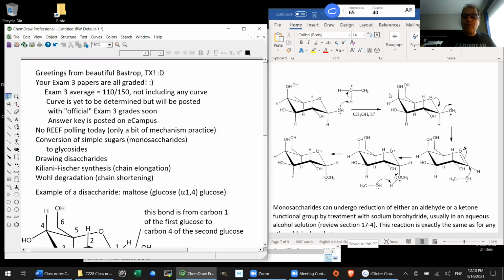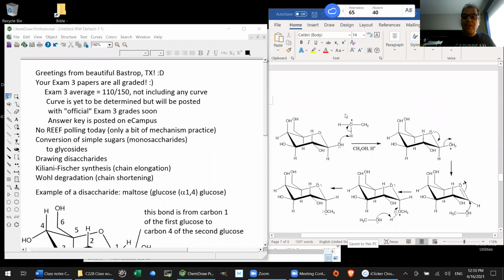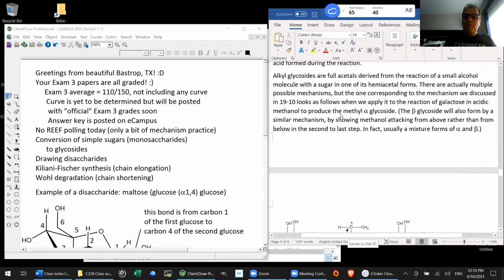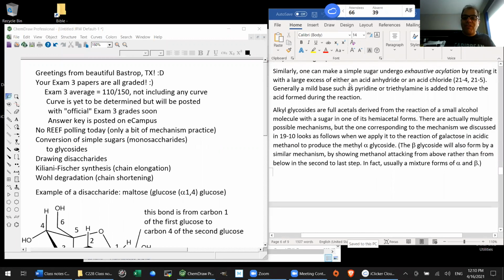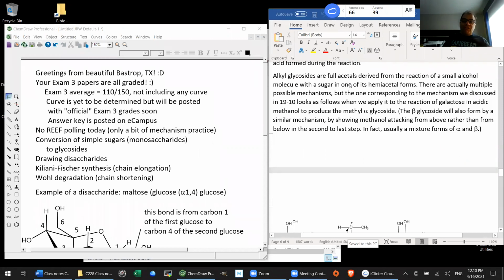So first of all, in terms of glycosides, as I said, we covered all of these other reactions, exhaustive alkylation, exhaustive acylation. We did all the redox reactions of simple sugars. One that I wanted to save for today was the formation of what we call glycosides, which is the reaction of simple monosaccharides, generally with an acid catalyst in alcohol solution. And that can be ethanol or methanol. It's generally going to be some small alcohol like that.